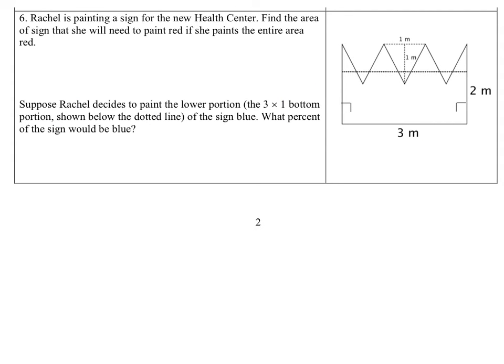Rachel is painting a new sign for the new health center. Find the area of the sign that she will need to paint red if she paints the entire area red. Alright, so we're just looking at the area of this whole thing. That's not too bad. And then we'll look at the second part. Suppose Rachel decides to paint a lower portion, the 3 by 1 bottom portion, shown below the dotted line of the sign, a different color. Then what portion would be that color? So let's find the area of the whole thing, because we're going to assume that Rachel's going to go in and paint this whole thing red. But she'll stay in the lines, hopefully.